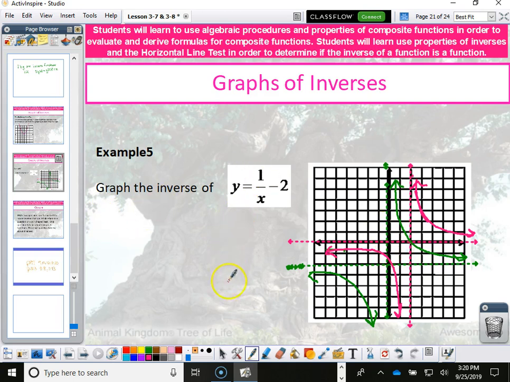All right, so that explains how inverses and compositions are related to each other. It also explains how you can graph the inverses and the inverse functions together. All right, remember our job was to look at algebraic procedures to find composite properties and to derive formulas for composite functions. We did that. And we learned to use the properties of inverses and horizontal line tests to determine if an inverse function is a function. And we looked at how we could check to see if two inverses were inverses by using the composition function. So there's going to be some practice, but that's pretty much it.